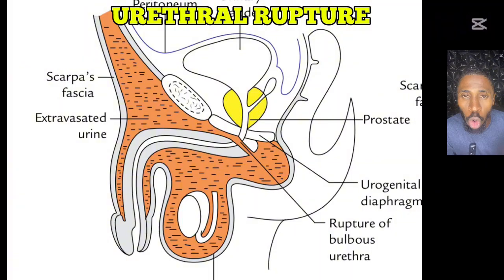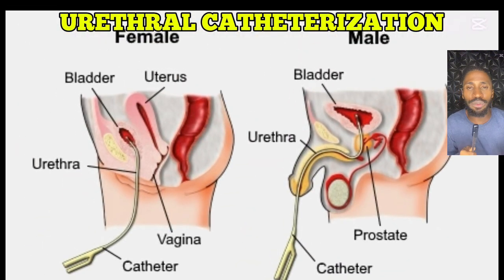So depending on where the crush injury is. The next one, you can have what we call catheterization of the urethra. Anytime there's a block, or we want to enter the bladder from the urethra, or maybe there's a block of the urethra at any particular point and we want to relieve that blockage, we use a catheter.